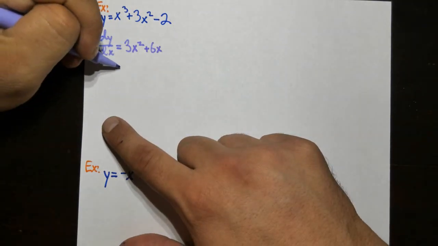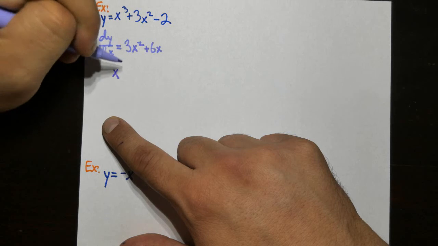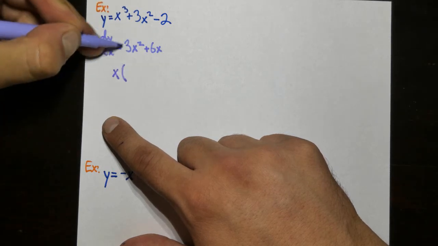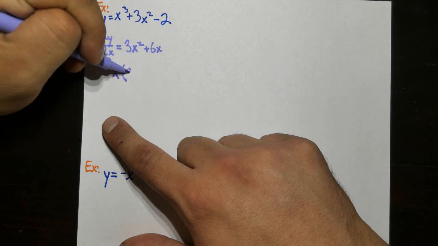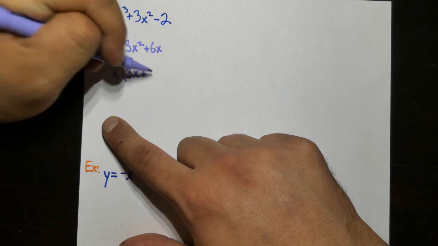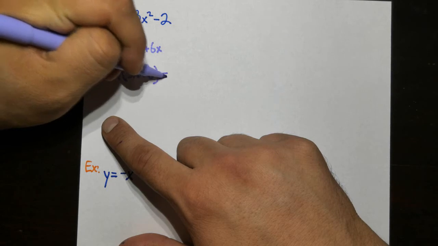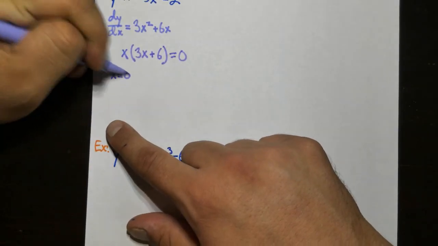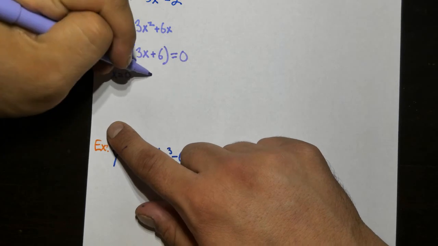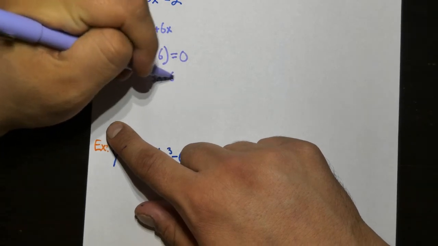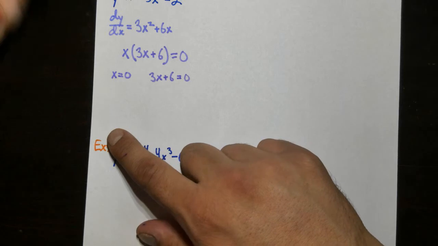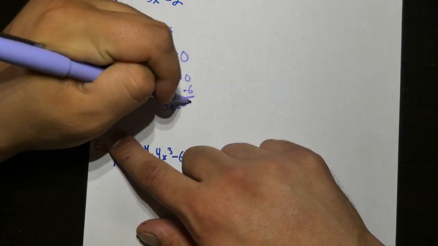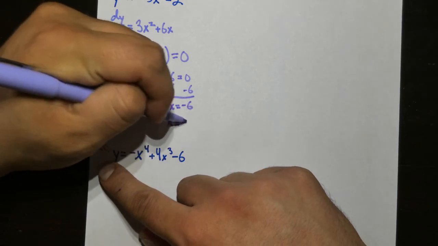So I'm going to factor the x out. I guess I could factor 3 out as well, but I'm kind of feeling lazy. So we factor an x, so this is going to be 3x plus 6, and we're going to set that equal to 0. So 1, we have x equals 0. That's awesome. That's solved for us. And then we have 3x plus 6 equals 0. So subtract 6. 3x is negative 6. So x is going to equal negative 2.